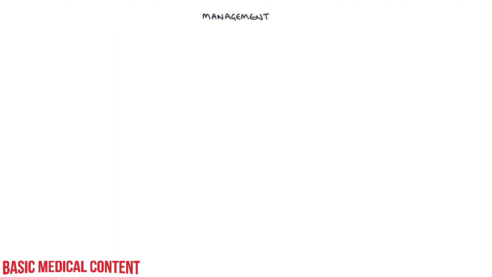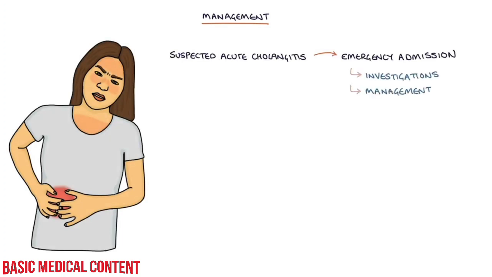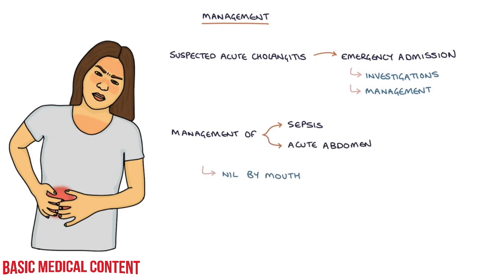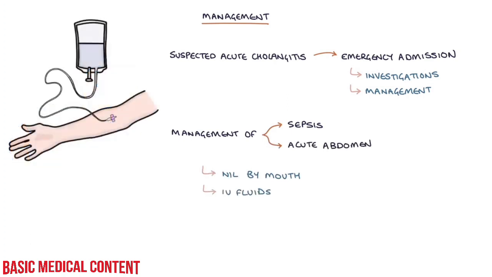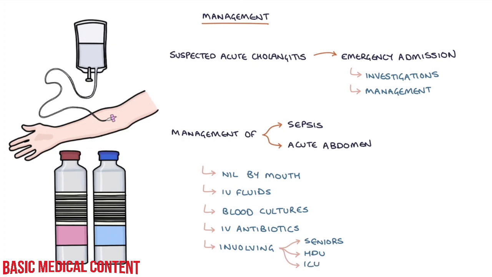Let's talk about management. Patients with suspected acute cholangitis need emergency admission for investigations and management. Patients need acute management of sepsis and acute abdomen, and this includes making them nil by mouth, giving IV fluids, taking blood cultures, giving IV antibiotics according to the local guidelines, and involving seniors and potentially the high dependency unit or the intensive care unit.